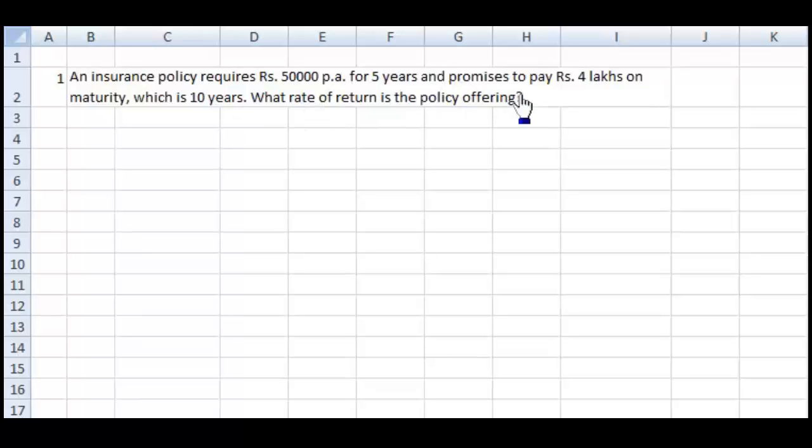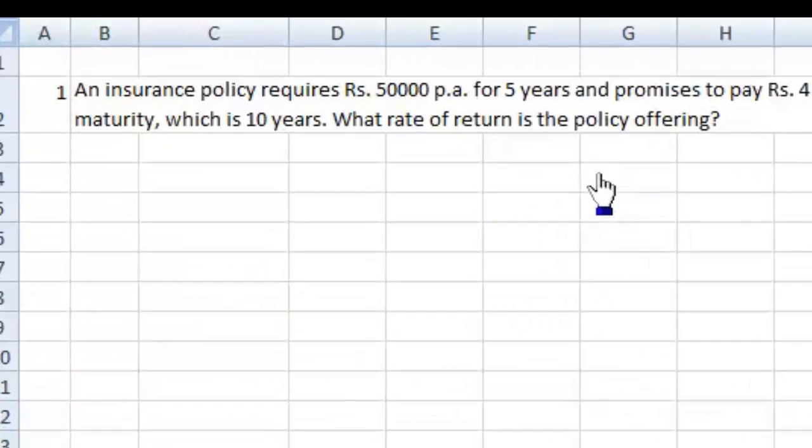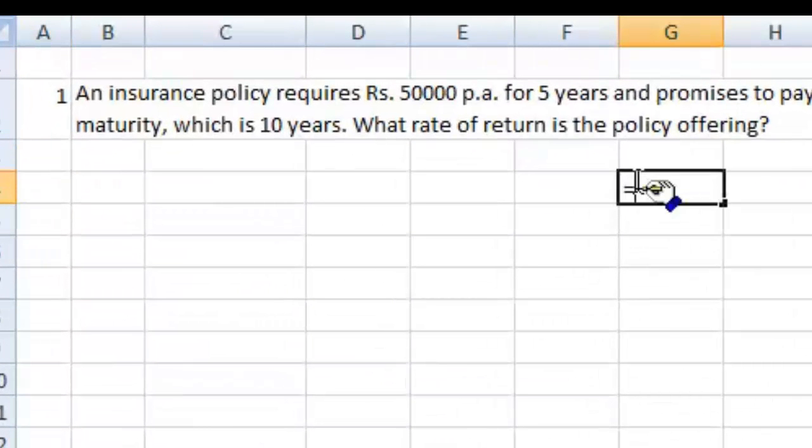Can we find this out by using rate function? Let's see. If you were to use rate function, what nper should I put here? Should I put nper 10, which is the policy tenure, or should I put nper 5, which is the investment tenure?